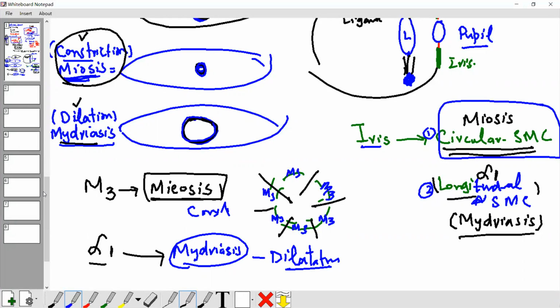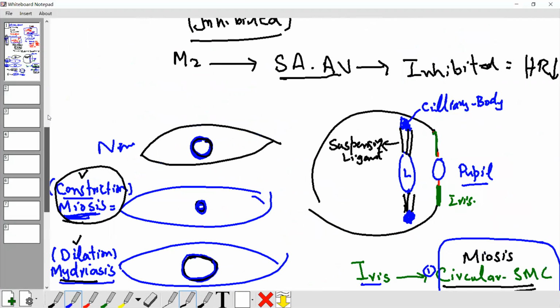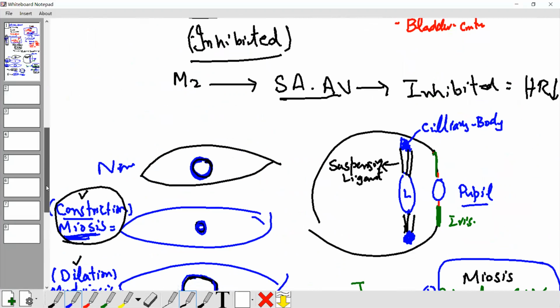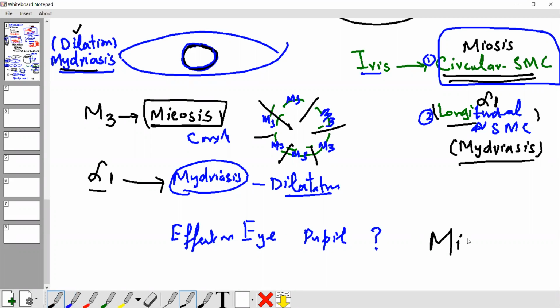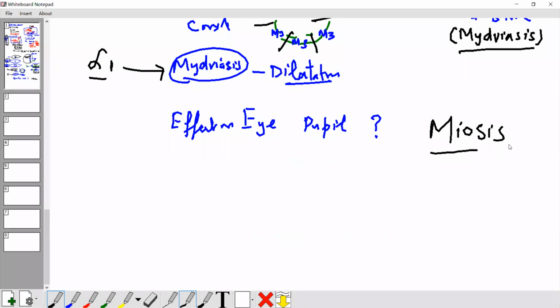Here we are learning the drugs of the parasympathetic system. So what is the effect of these drugs on eye pupil size? What happens with the pupil if you use a drug for the parasympathetic system? Meiosis, constriction. Understand? Meiosis, constriction. Okay.